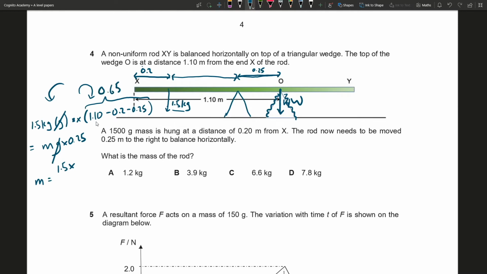So 1.5 times 0.65 divided by 0.25, that gives us 3.9 kg. So answer is B.